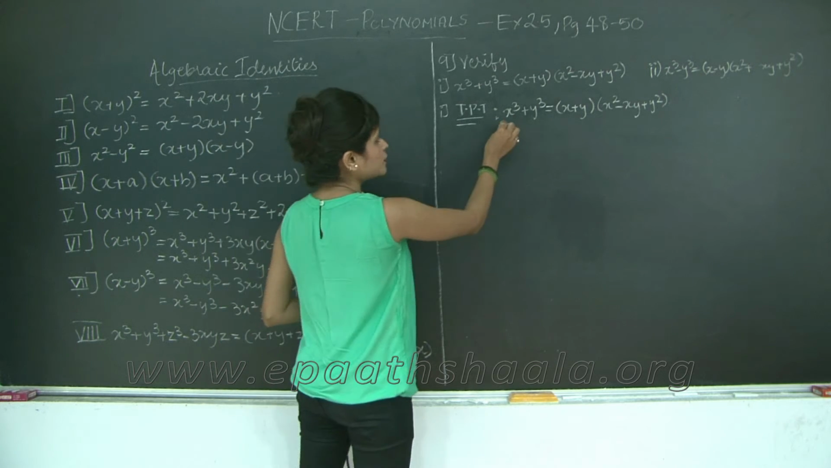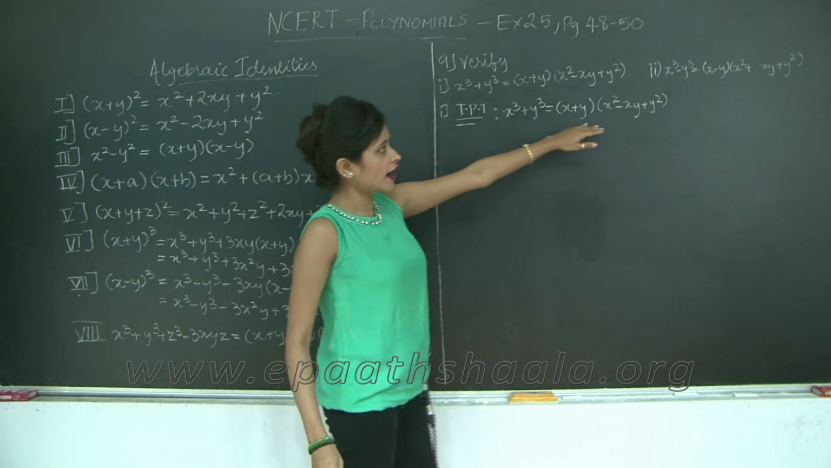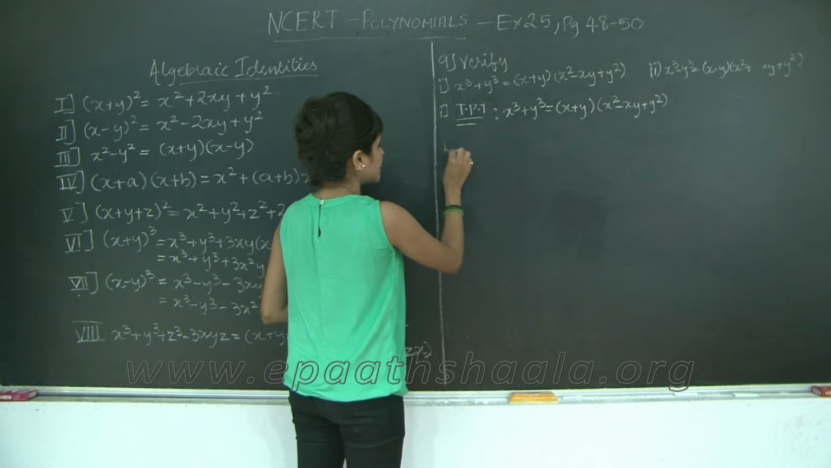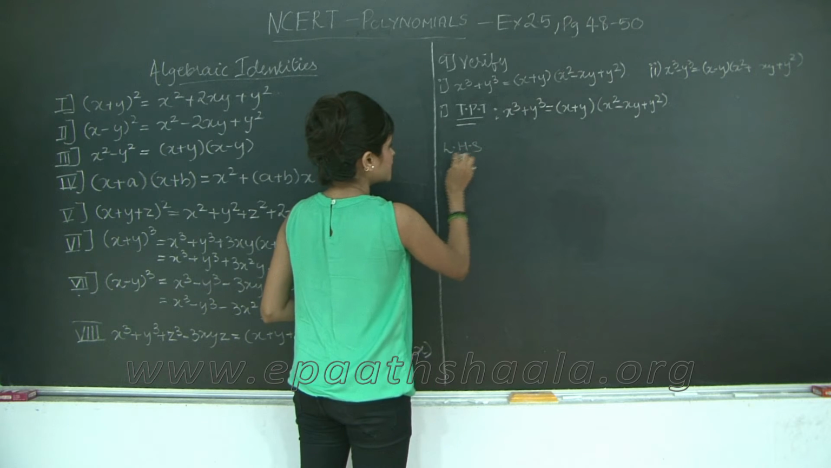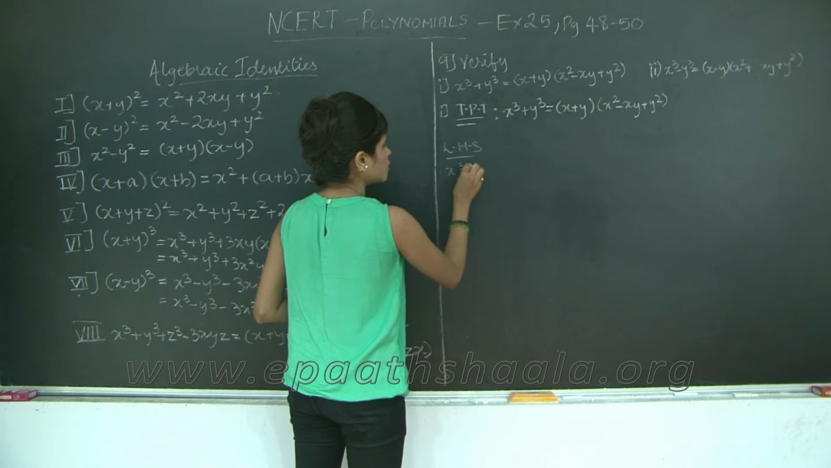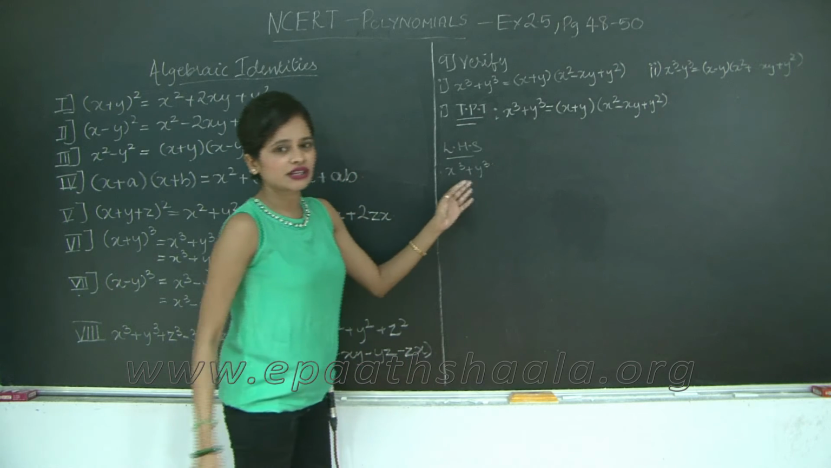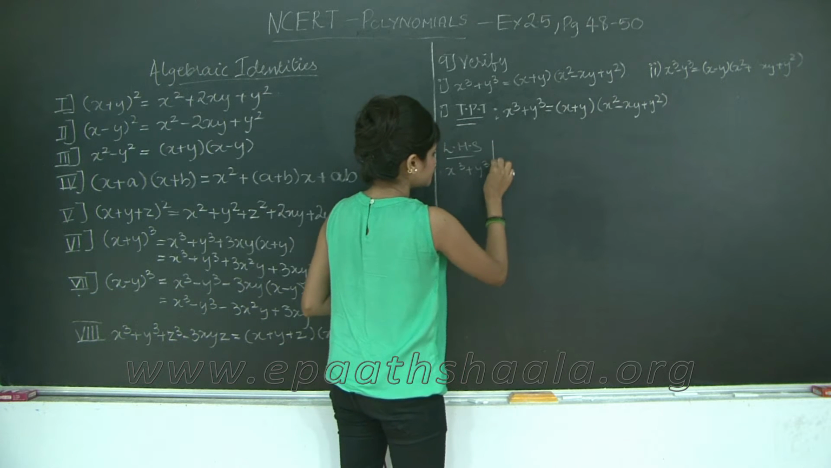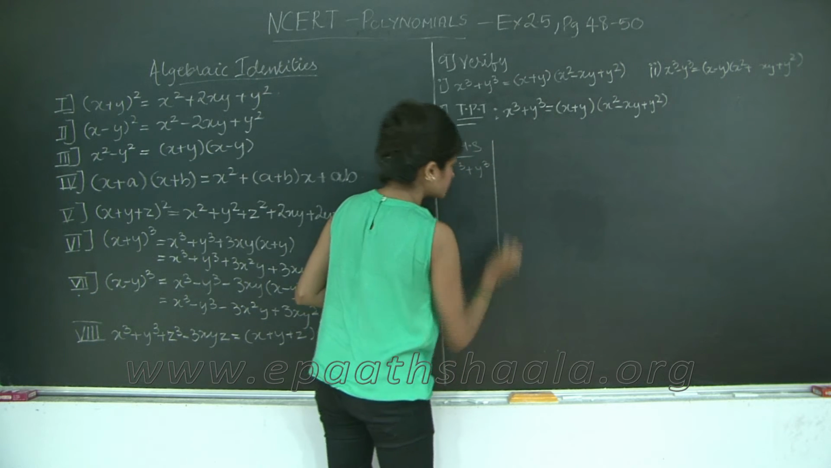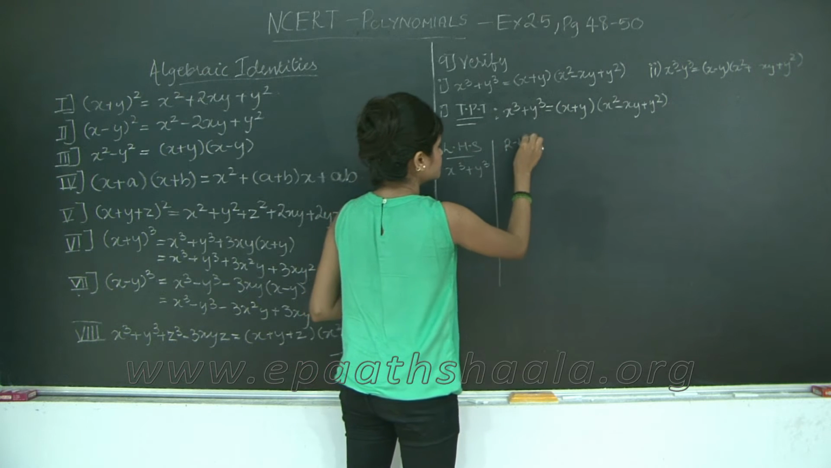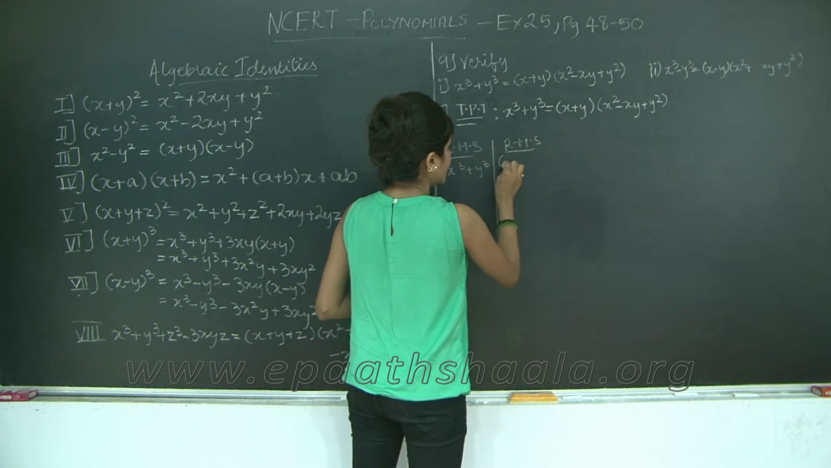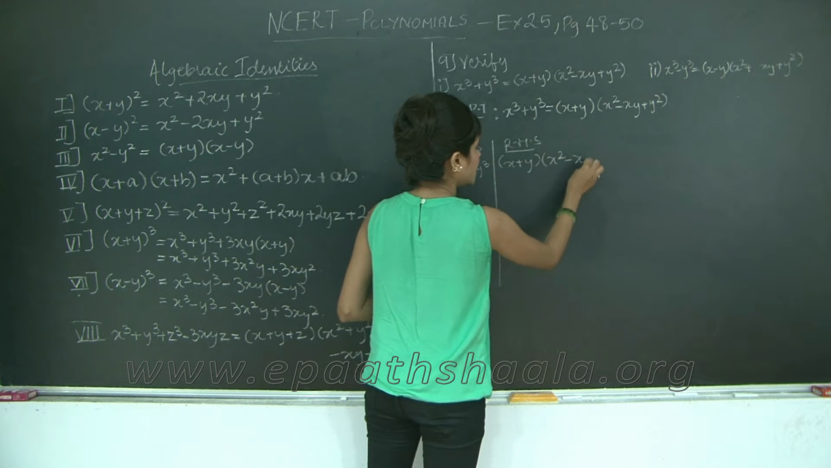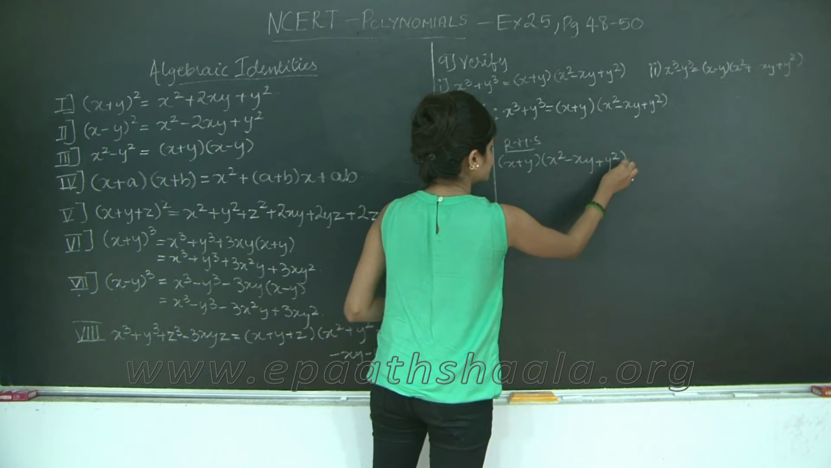So, you have to prove that x cube plus y cube is x plus y into x square minus xy plus y square, correct? So, I am going to take my left hand side first. This is my left hand side, which is x cube plus y cube. I can't really solve this further, so I am going to leave it as it is. I am going to take my right hand side now. So, my right hand side is x plus y into x square minus xy plus y square, right?